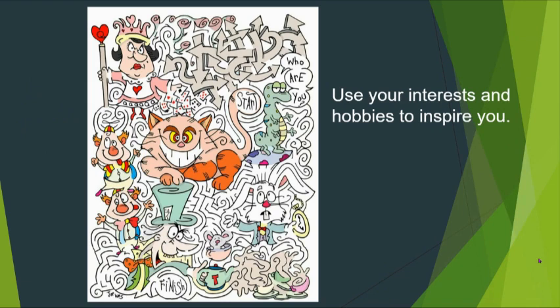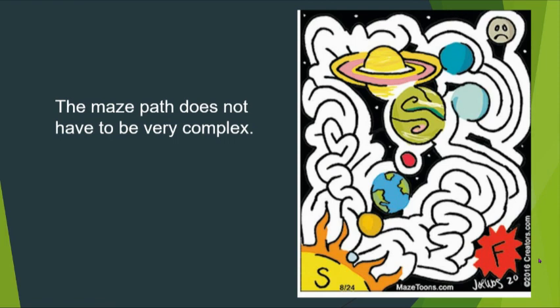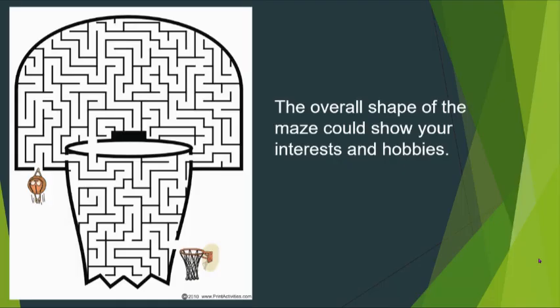Here's another simple example showing you that you can use your interests and hobbies to inspire you. So you can see they were clearly interested in Alice in Wonderland. And the maze path starts in the tail and finishes all the way down at the bottom. It doesn't have to be as complicated as the last example. So this one is much simpler, much bigger maze path, but notice how the maze path curls around and connects to itself.